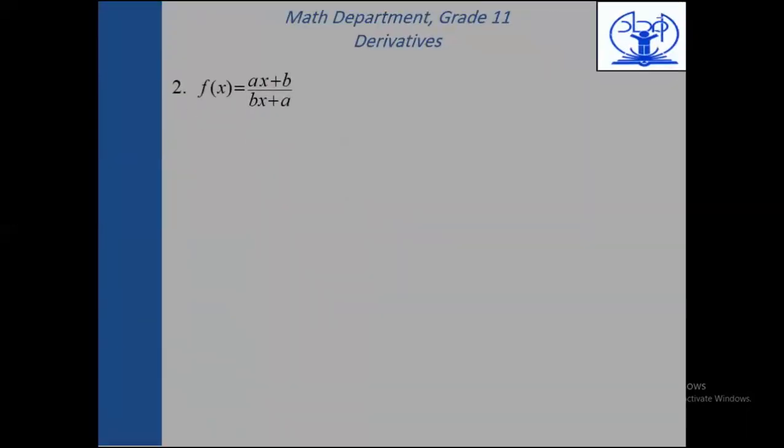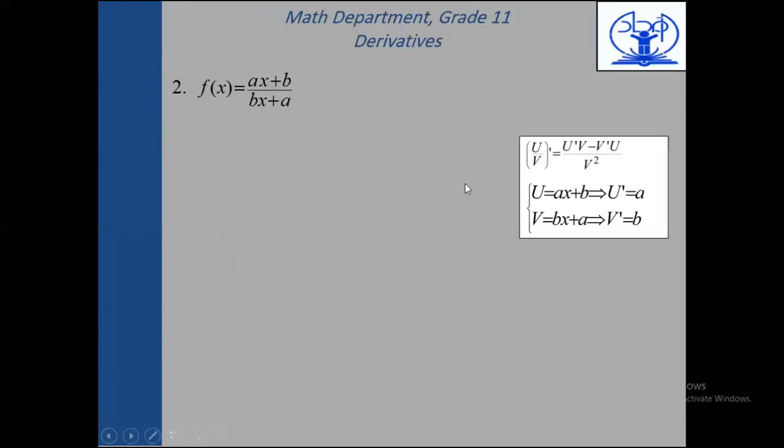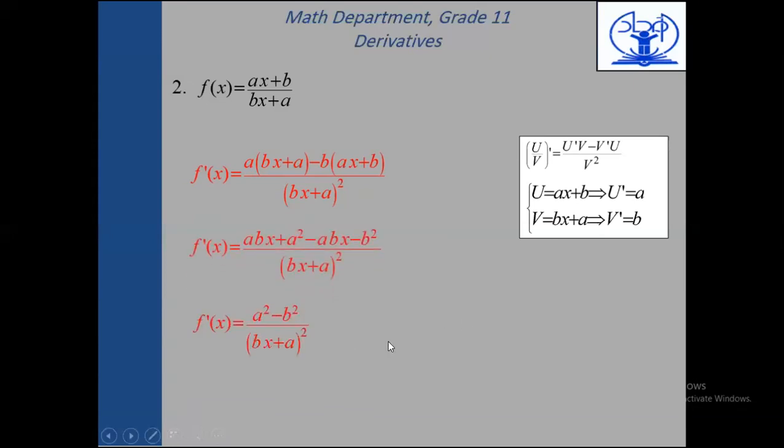Next, f of x is ax plus b over bx plus a. What is most important when you're finding the derivative is to match the function with the appropriate form. So this is u over v, where u is ax plus b and v is bx plus a. Consequently, u prime is a, v prime is b. So now you're applying the rule and nothing but plugging in the corresponding quantities. Simplifying a bit in the numerator, you will get a simplified final answer as a squared minus b squared over bx plus a all squared.